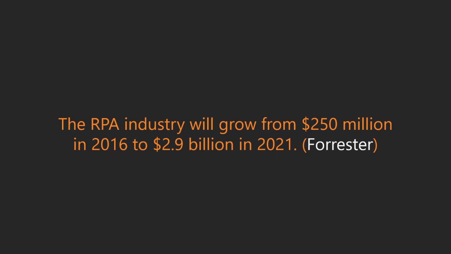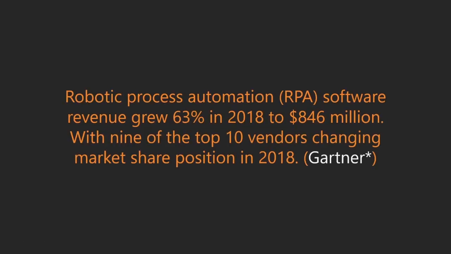Otherwise, RPA has been in organizations ever since, let's say, 2004 or 5 onwards, right? This is according to Forrester, and they're saying it is going to go to 2.9 billion in 2021, by next year, or rather, we should call it this year. Robotic process automation software revenue grew 63% in 2018 to 846 million, with 9 of the top 10 vendors changing market share position in 2018.